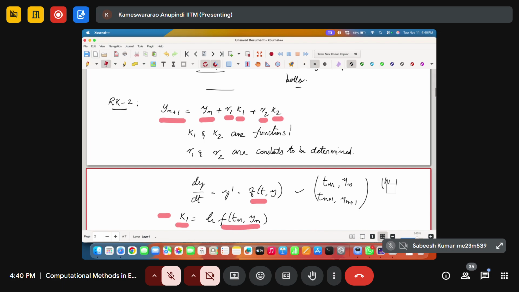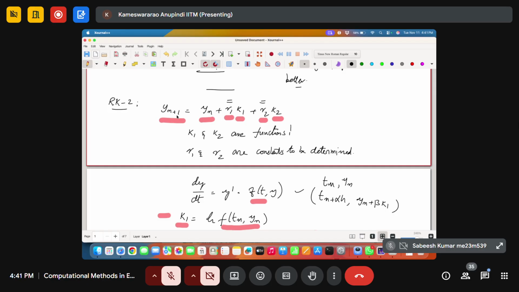What we are saying is that we are evaluating at tn yn and then some other value, that is tn plus alpha h, and then yn plus beta times some k1. Okay, so if you evaluate at this time and y values, that's what is going to give you k2. And then when you take some linear combination of k1 and k2, that is when you add it to yn, you're going to get the next value of y. Okay, so that is the idea behind RK2 methods.